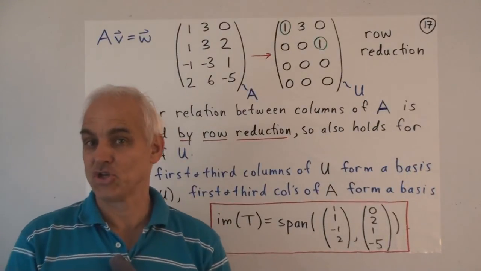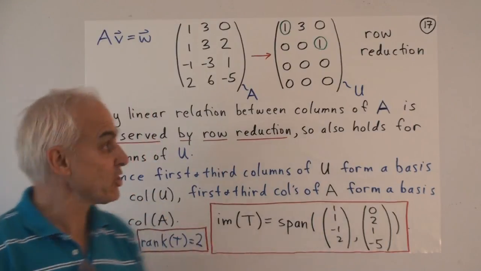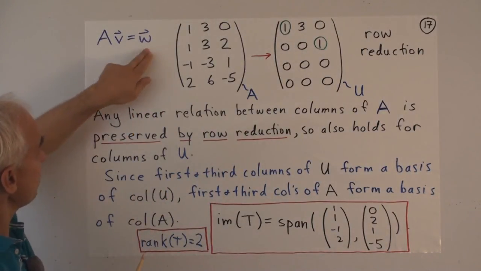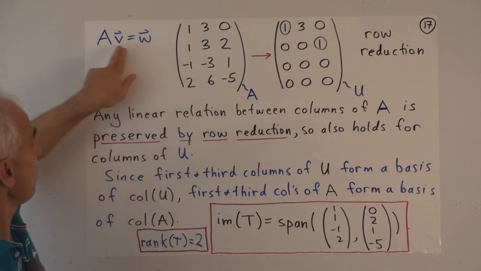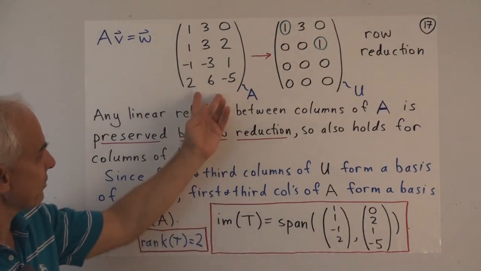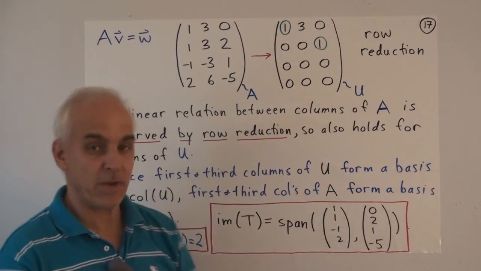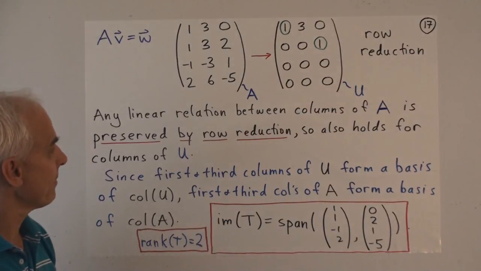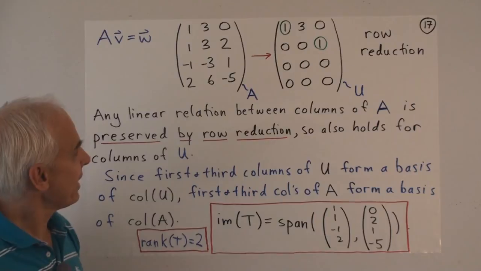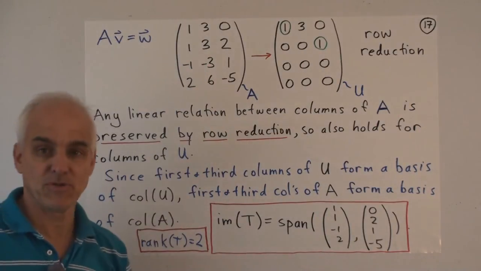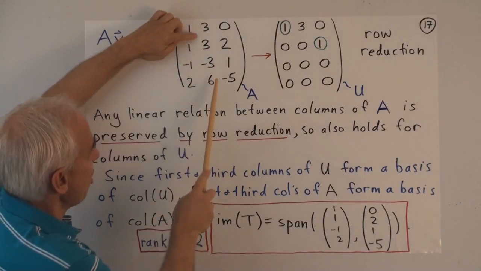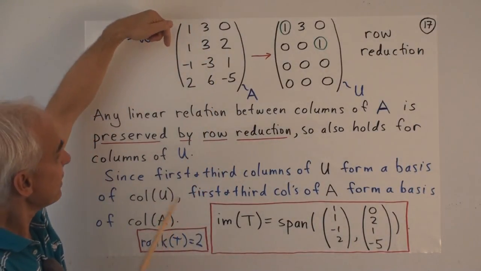And what about the image property of this linear transformation? Well, in that case, we're looking at this equation. We're trying to find out which vectors w have the property that they're equal to A times v for some v. And here's the matrix A that we started with. Here's that row reduction that we just did. And I remind you that the crucial fact about row reduction is that it preserves relations between columns.